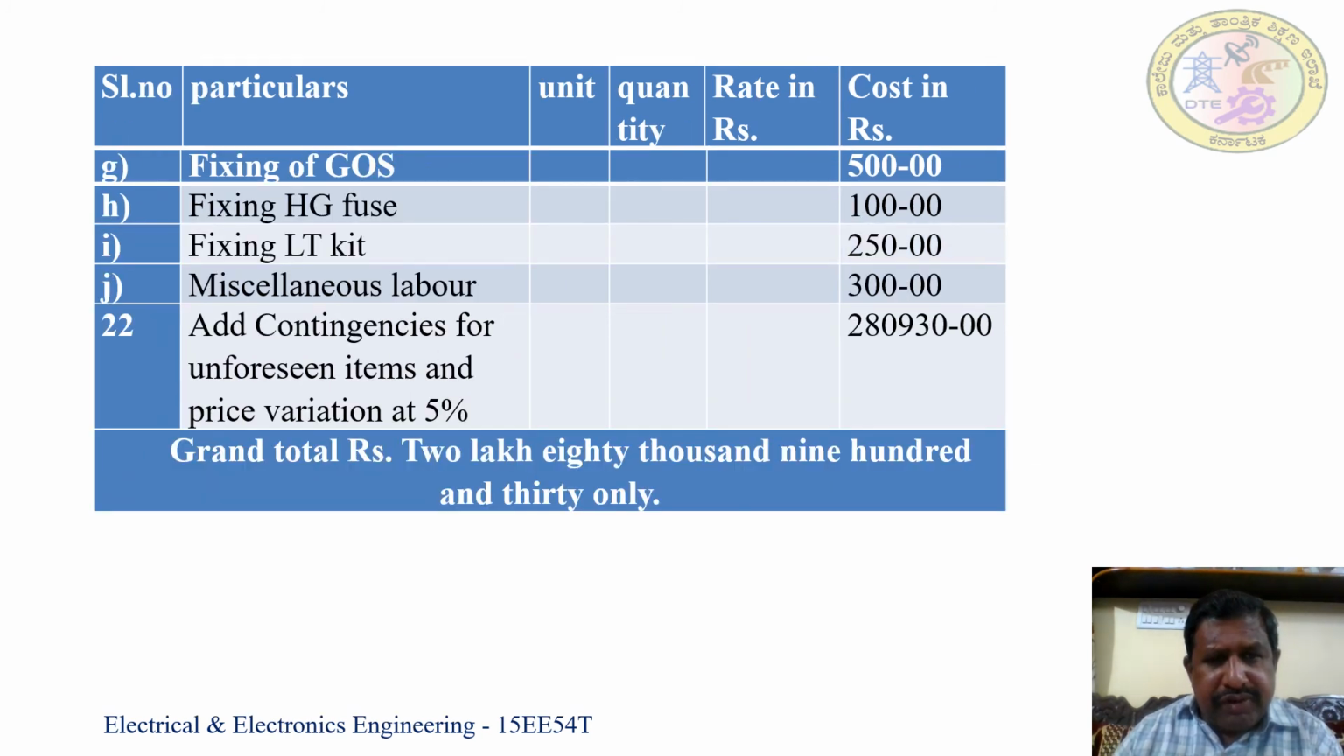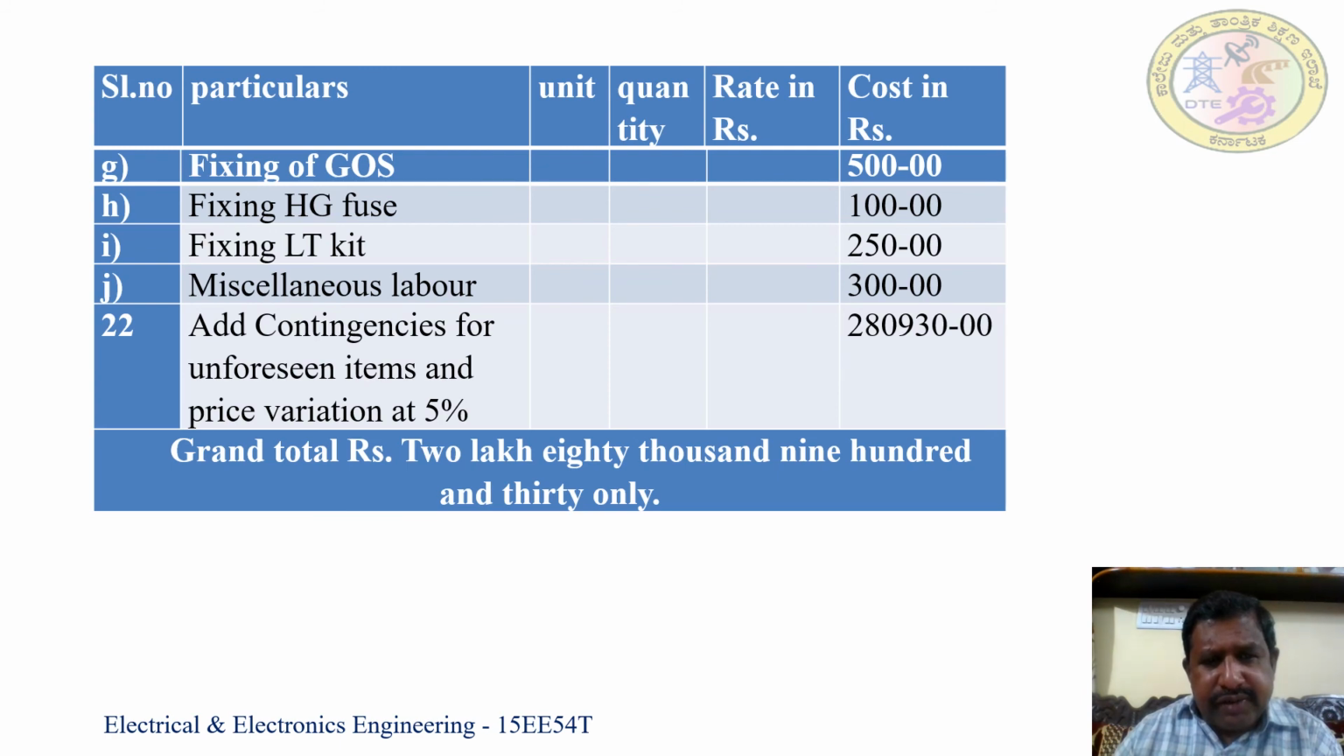Next item is fixing of gang operating switch. So that is taken as rupees 500 cost. Next is fixing of gap fuse. Cost is 100. Fixing of LT kit. Cost is rupees 250. Next is miscellaneous labor, rupees 300.